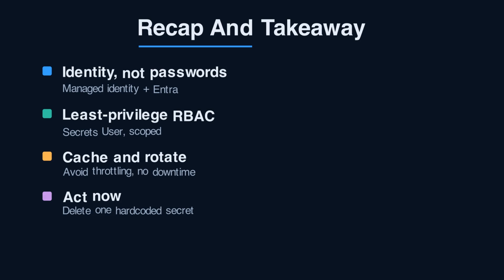The one concrete action to take this week: pick your most secret-heavy app. Assign it a managed identity. Grant the Key Vault Secrets User role scoped to a single vault. And delete one hard-coded connection string from its config. That single change removes a real credential from your repo. Pricing and role definitions shift, so confirm the current Azure docs before you finalize.